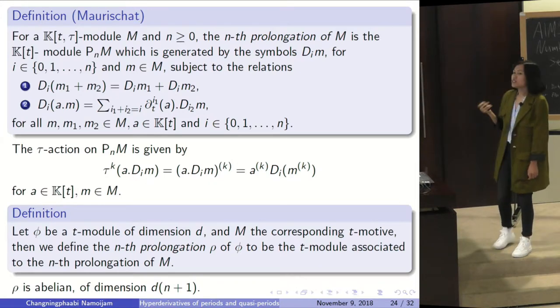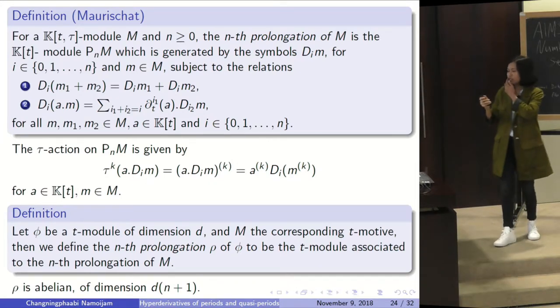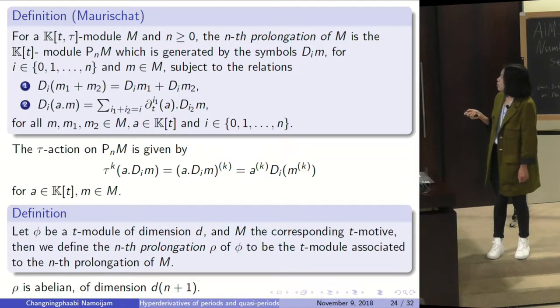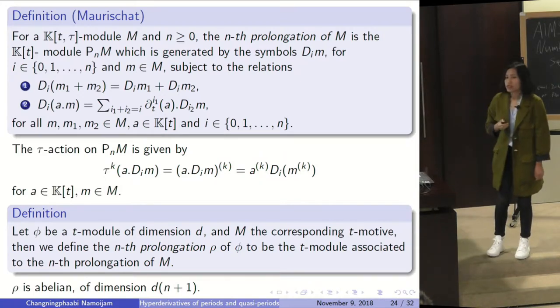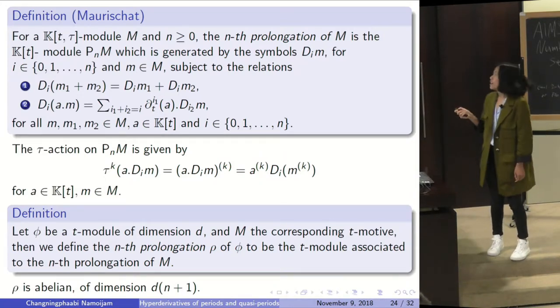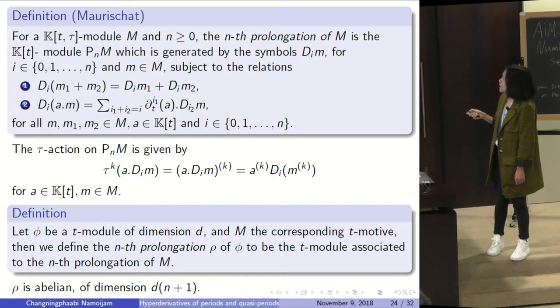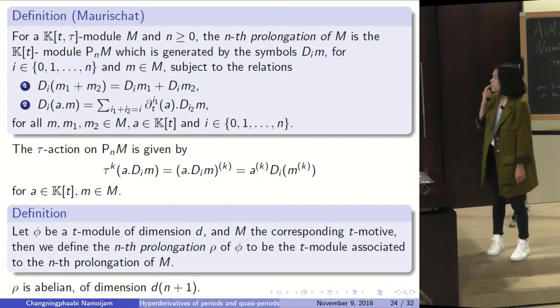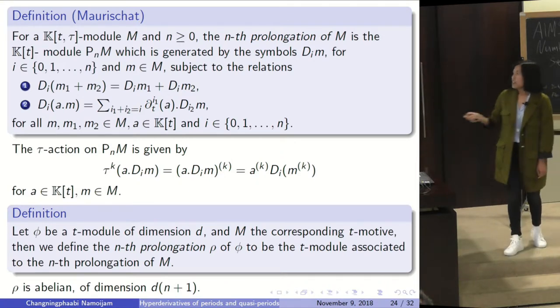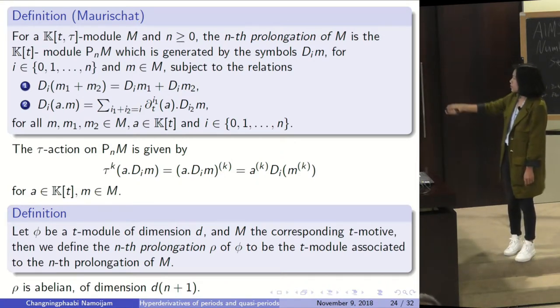Okay. So the construction by Maurishita that I want to introduce is prolongation. If I have a K[t, tau]-module M, then the nth prolongation of M is the K[t]-module P_n M, which is generated by the symbols for m in M and i from 0 to n, in this way, with this product rule. And I also have given the tau action here.